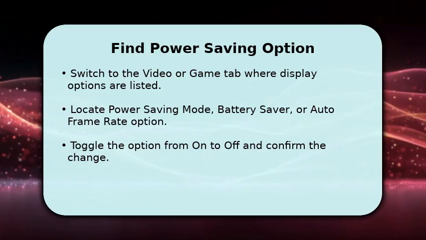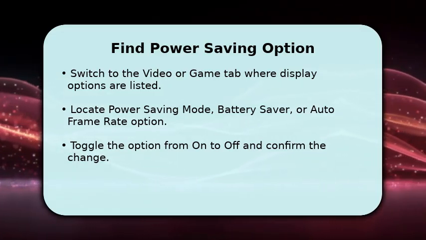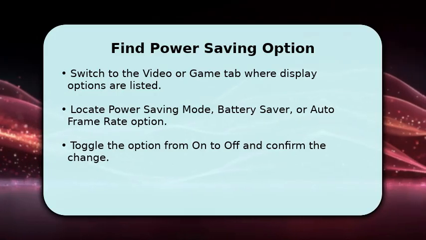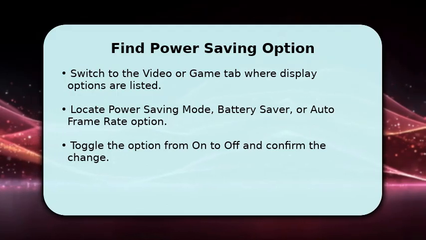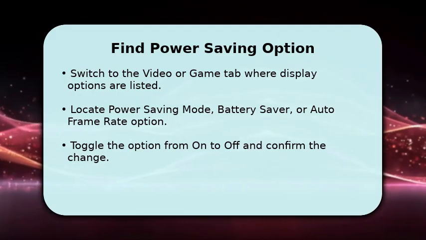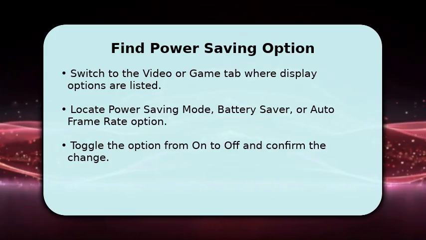The change should apply immediately, but some platforms prompt you to confirm or restart. You're turning it off to prevent reduced texture detail and lower frame caps, so make sure the toggle shows off before moving on. After toggling power saving off, save or apply the settings and restart the game if prompted.